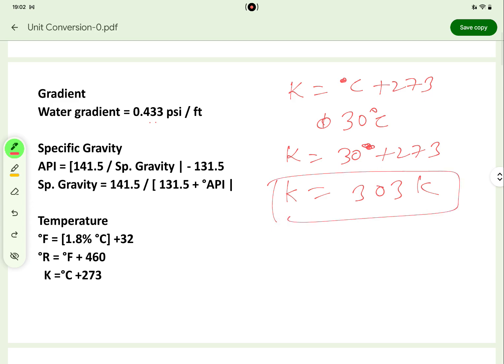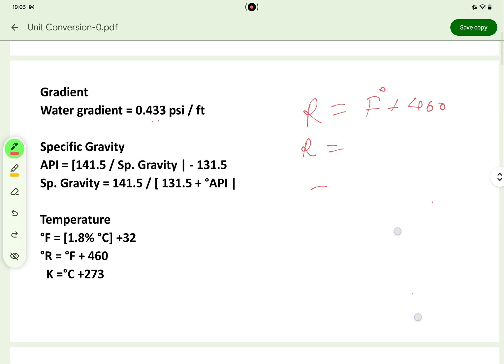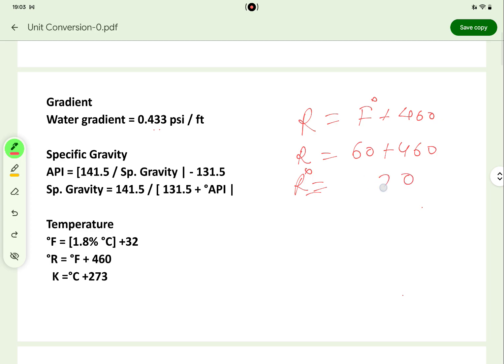And if the temperature is given in Fahrenheit and they are asking to convert into Rankine, there is a relationship: Fahrenheit plus 460, right? So you need to convert this also. So R is equal to, let's suppose 60 Fahrenheit is given, you add 460 and you will get the temperature in Rankine. So I think 520 degree Rankine, you will get as the answer.